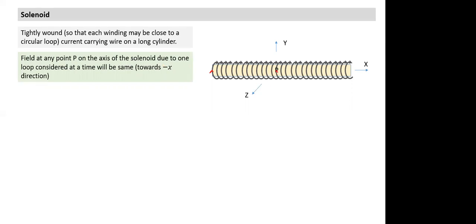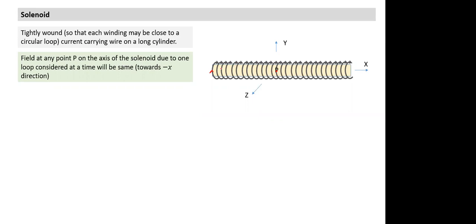So what we'll do here, see, if I take each winding as a circle, the point P lies on its axis. So theoretically, I can use the formula for the field on the axis of a circular loop to calculate the field at point P. Okay, so theoretically it's possible since it is lying on its axis. Let's do that. How do we do it?